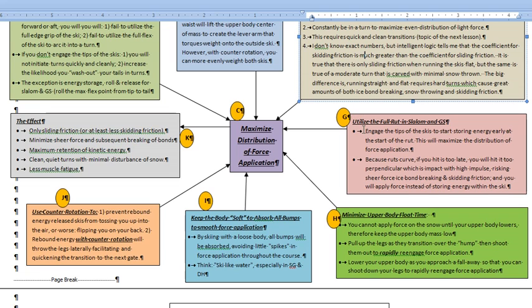Next is utilize the full rut in slalom and GS. Engage the tips of the skis to start storing energy early at the start of the rut. This will maximize distribution of force application.